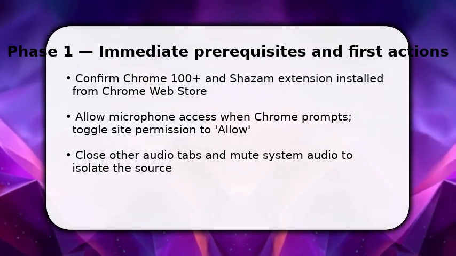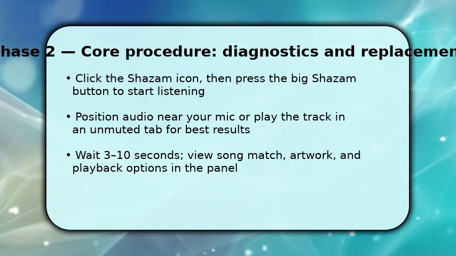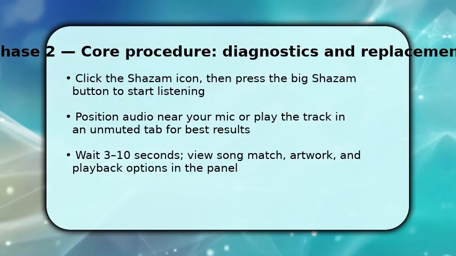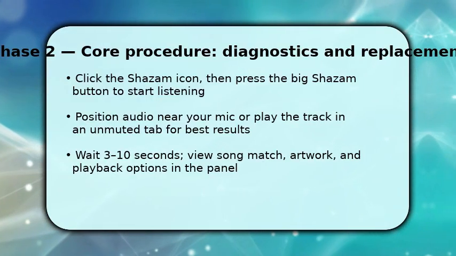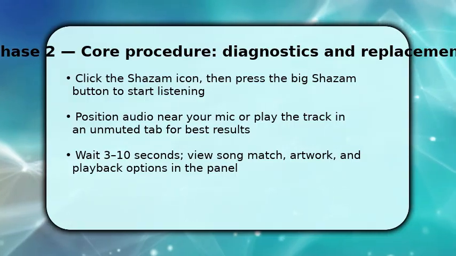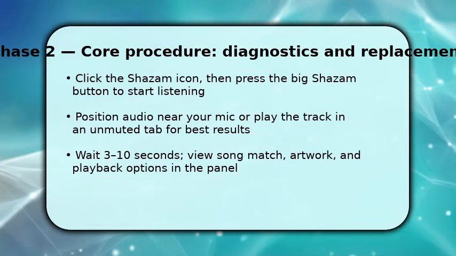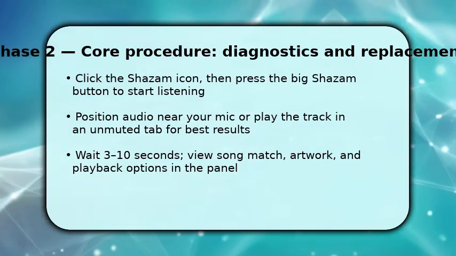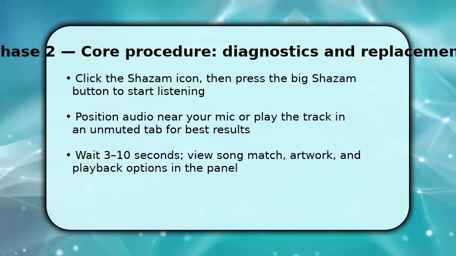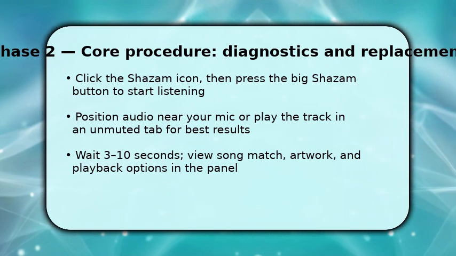Now you perform the capture. Click the Shazam extension icon, then press its main Shazam button. This activates the microphone and begins analysis. If you're using a tab, make sure that tab is unmuted and close competing sounds. This improves match speed and accuracy. Wait roughly 3 to 10 seconds while Shazam compares the audio fingerprint. You'll see the song title, artist, and artwork appear in the panel. If available, use the provided playback or link options to verify the result immediately.